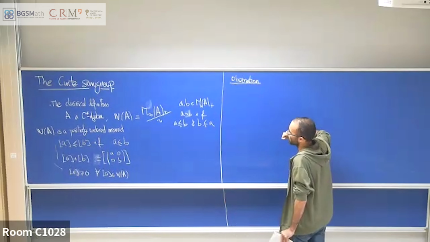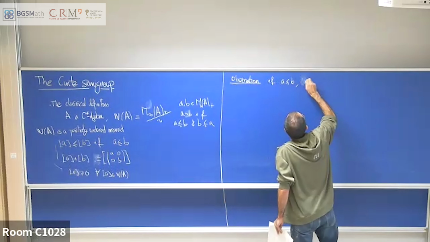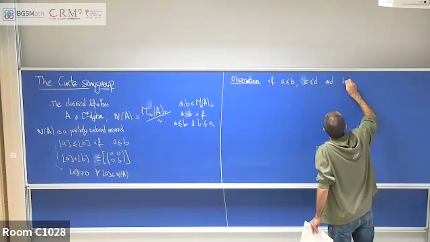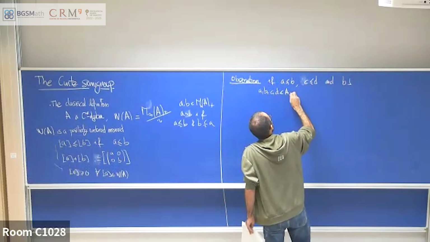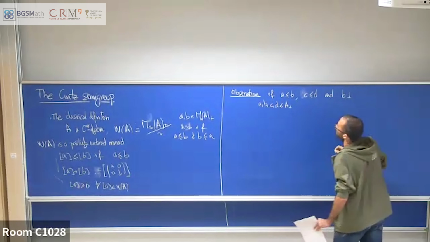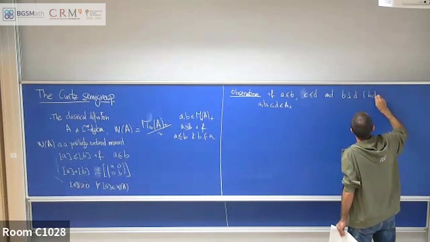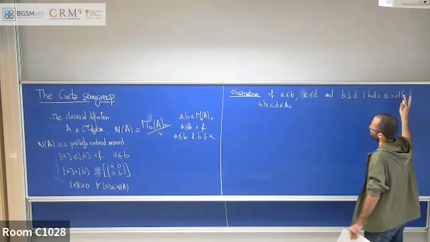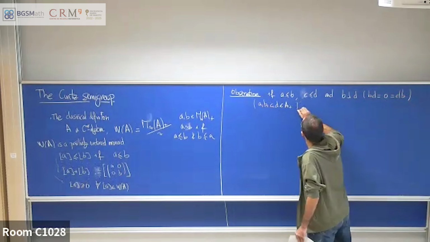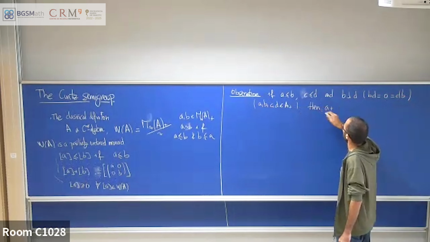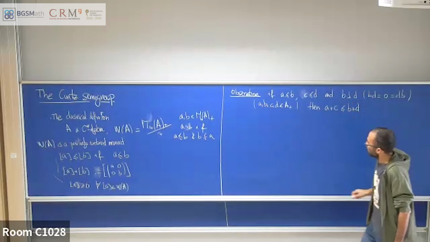And I'll try to do it without going to matrices. If we have positive elements A, B, C, D, with B orthogonal to D, and A Cuntz equivalent to B, C Cuntz equivalent to D, then A plus C is Cuntz equivalent to B plus D. Indeed.